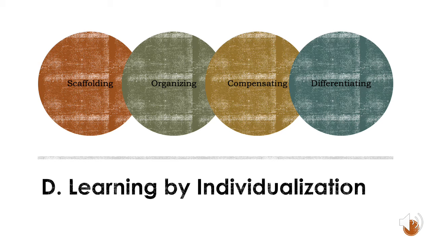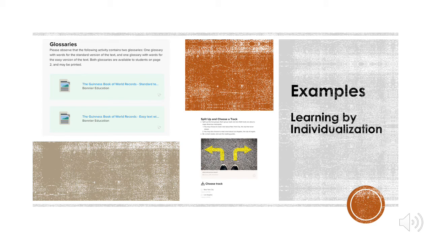Learning by individualization is about providing functionalities that help to individualize the learning content. This may be done by scaffolding, organizing, compensating, and differentiating. The 2 examples provided here show, from left to right, the use of texts and glossaries tied to the Guinness Book of World Records and a divided learning path. The texts and glossaries in the example to the left are differentiated by language proficiency. In the example to the right, students are given the possibility to choose a track in order to pick a direction in a unit plan about 2 American cities.